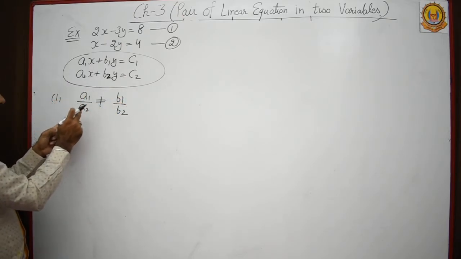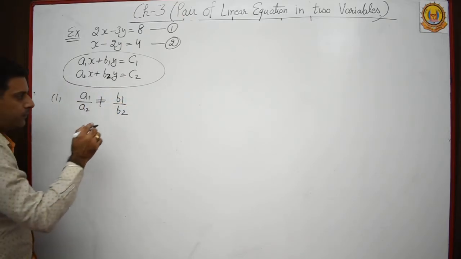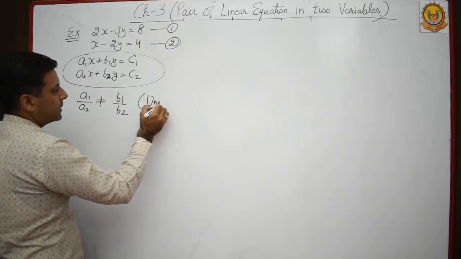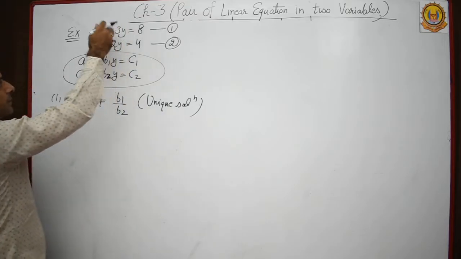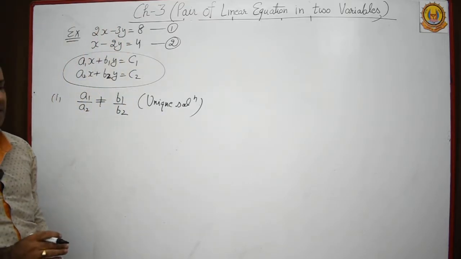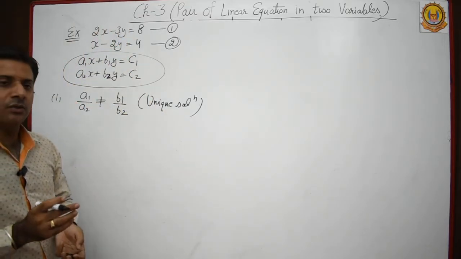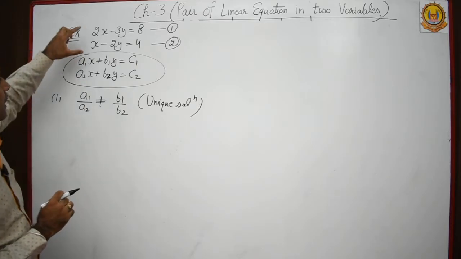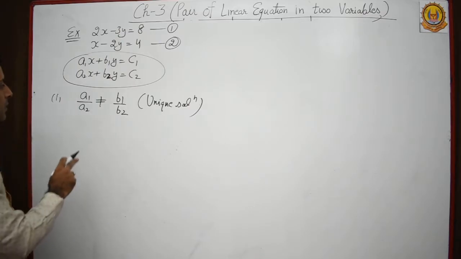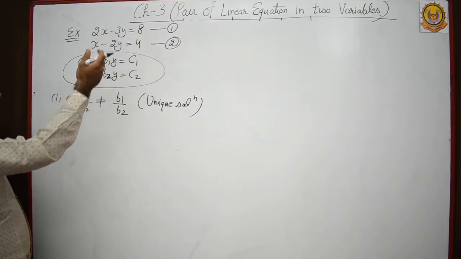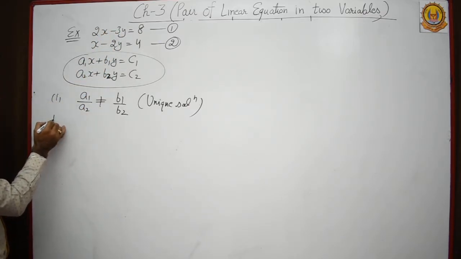If a1 by a2 is not equal to b1 by b2, then the pair of linear equations has a unique solution. Unique means a single solution, that is, I will get a single value of x and a single value of y. Before solving the question, we can check it like this.